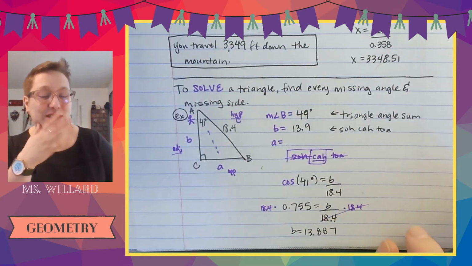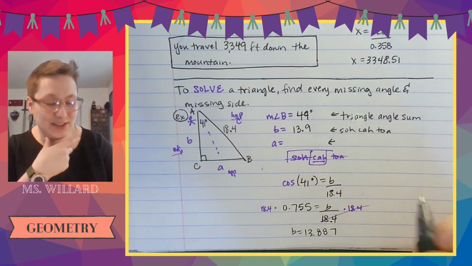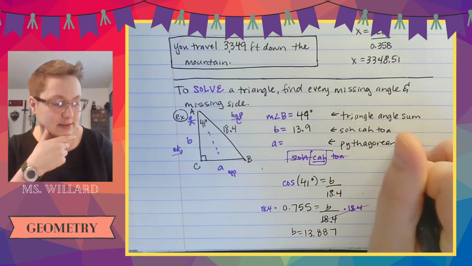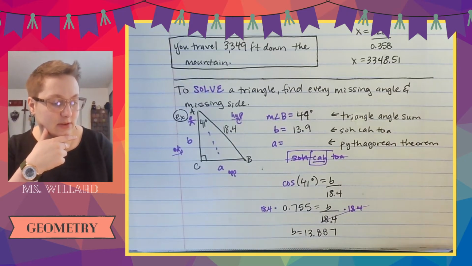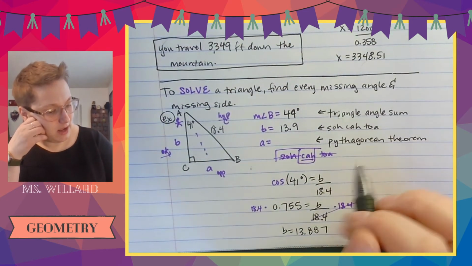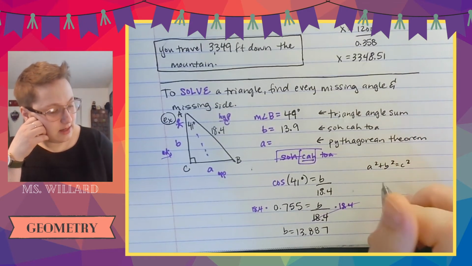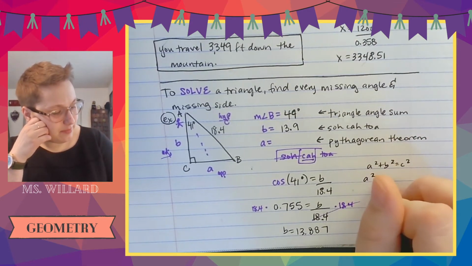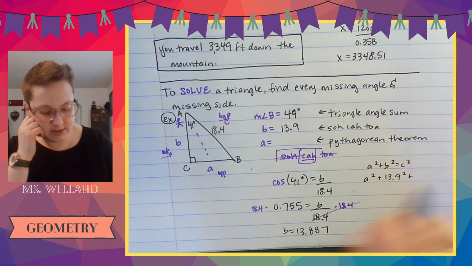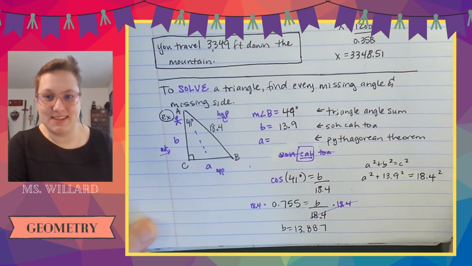Okay, now here's the deal. I could do SOH CAH TOA again, but I currently have 2 side lengths. I can just use the Pythagorean Theorem. That's going to be way easier. So first we do triangle angle sum, then SOH CAH TOA, then Pythagorean Theorem. Or these 2 can be in any order, I guess. Okay, so for Pythagorean Theorem, I say a squared plus b squared equals c squared. I don't know a, but I know b is 13.9. And I know c, oops, I'm making mistakes all over the place. That's the beauty of whiteout, friends.